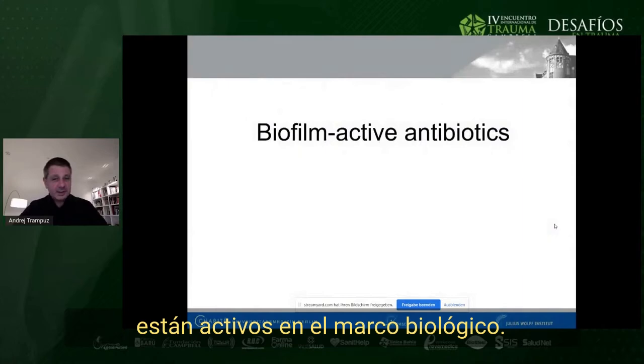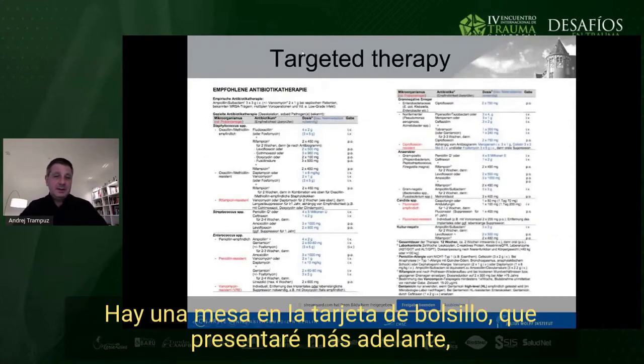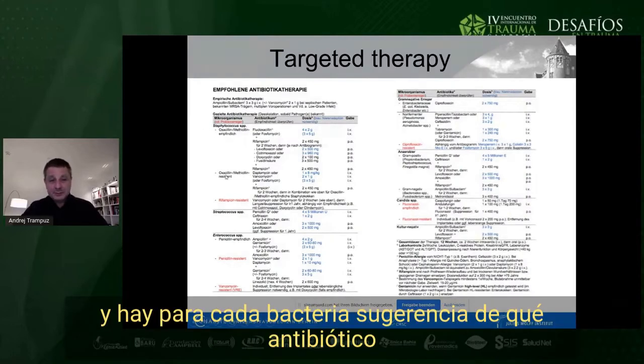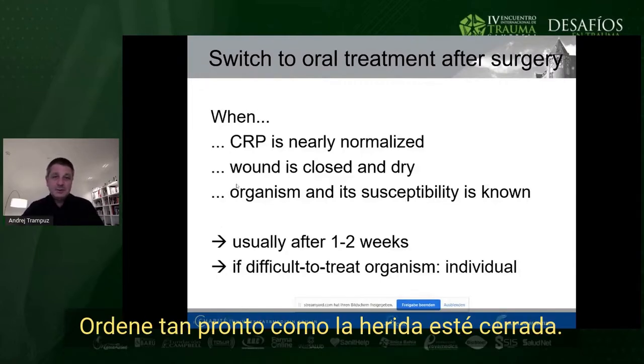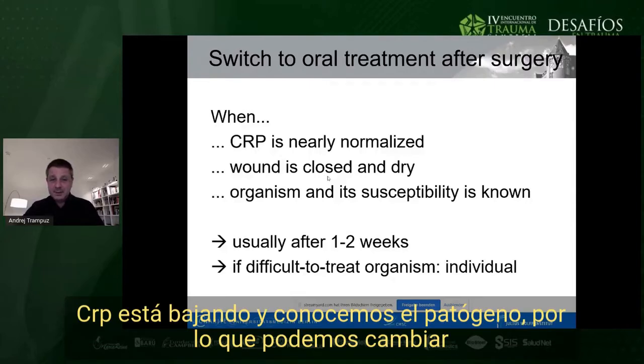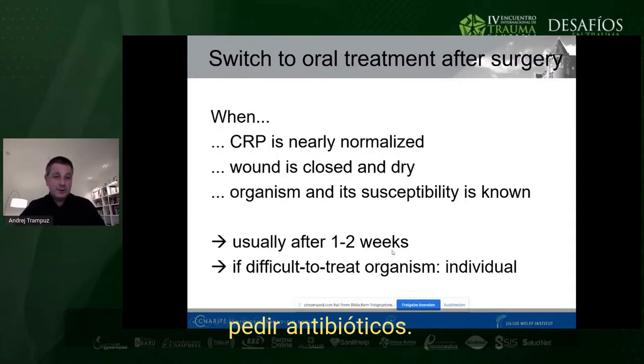Which antibiotics are biofilm active? There is a table in the pocket guide, which I will present later, and there, for each bacterium, is a suggestion which antibiotic should be used. The good thing is that we can switch from intravenous to oral as soon as the wound is closed, CRP is getting down, and we know the pathogen, so we can switch to oral antibiotics.